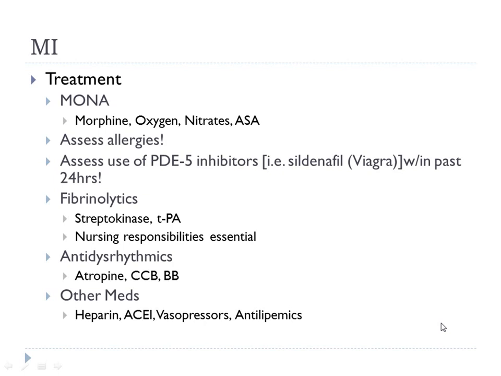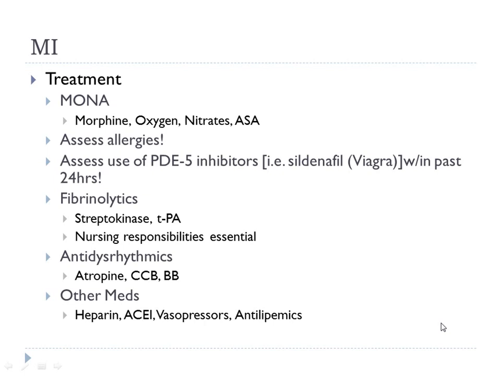But you have to make sure that this patient has not had this medication in the past 24 hours. Because why? Blood pressure. Why? What is the bottom line? Right. Sildenafil works by causing vasodilation. Nitro works by causing vasodilation. So this patient would have a high risk of having very low blood pressure after giving them nitro. All right?